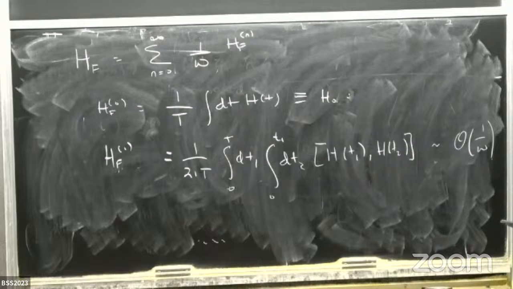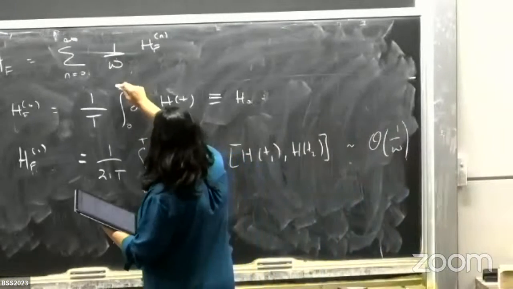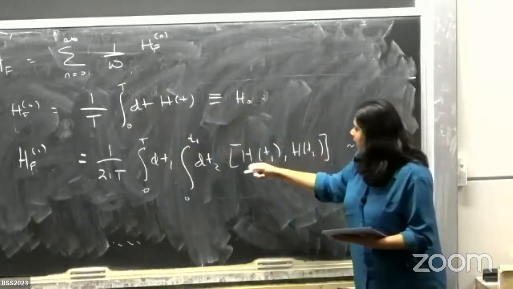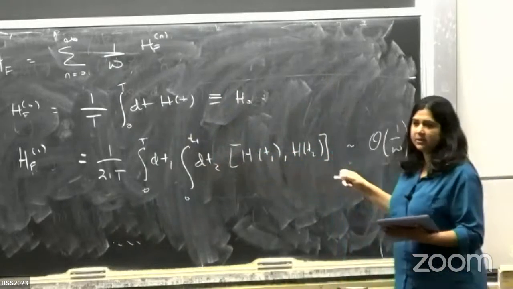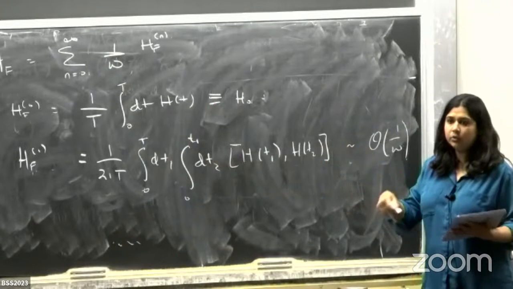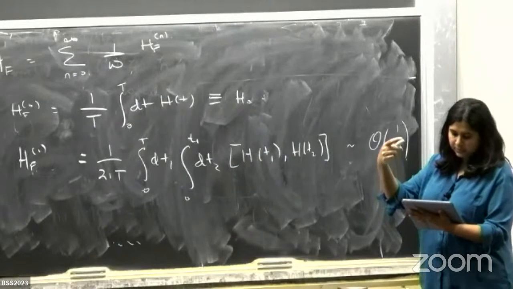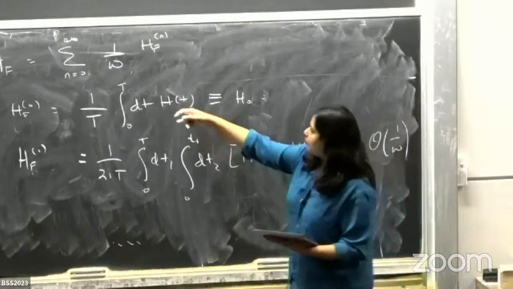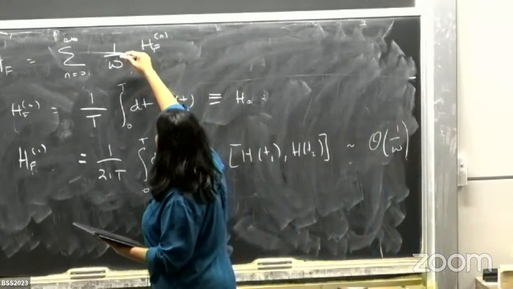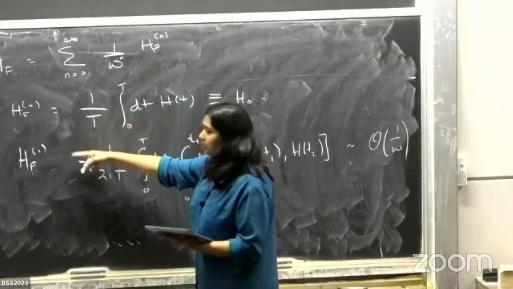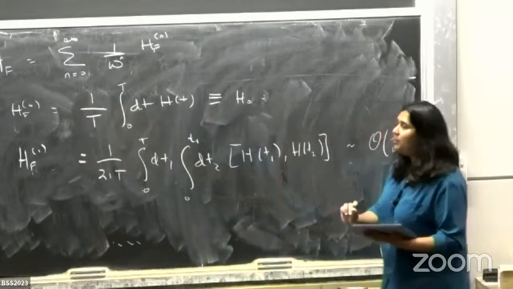And the increasing orders in this expansion have more and more of these nested commutators. Each of them will be suppressed by an order which is, you're right, Leo, I can pull it out and have it be 1 over omega to the n. I just don't know if I consistently define this.